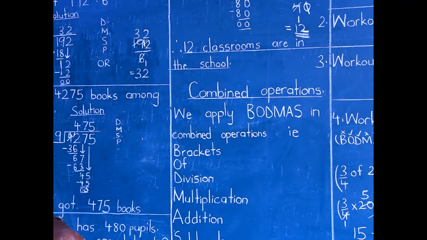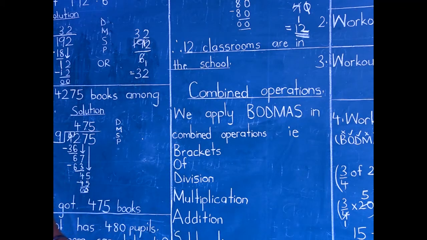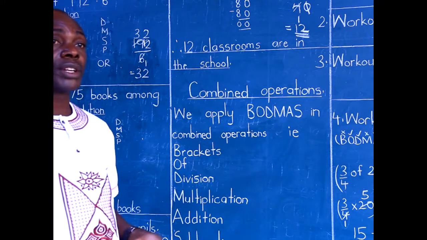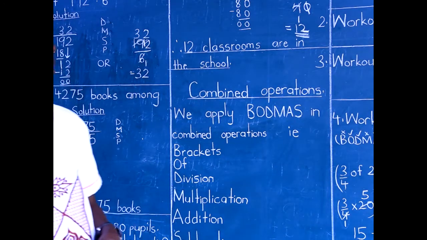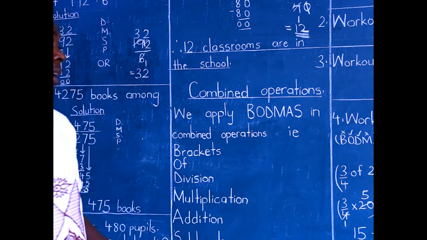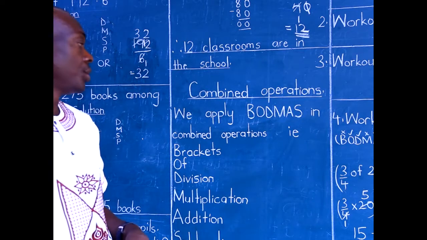When the operations are combined, you don't see only one. You can have a combination of operations. For example, you can have addition and subtraction. You can have multiplication and division. If not all, they can be combined in one number. Now, what do we then do?